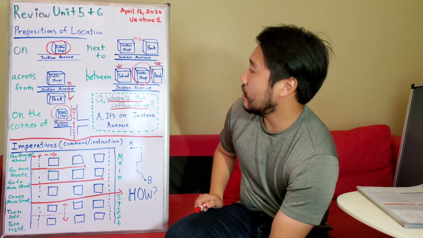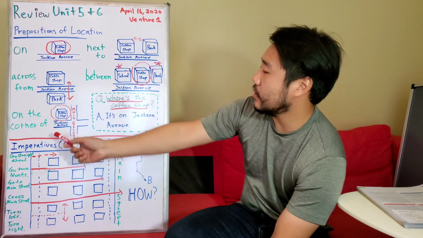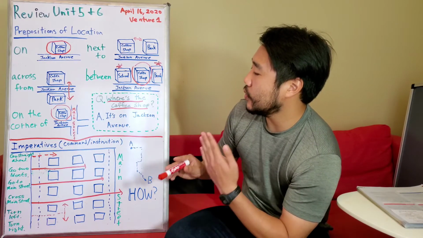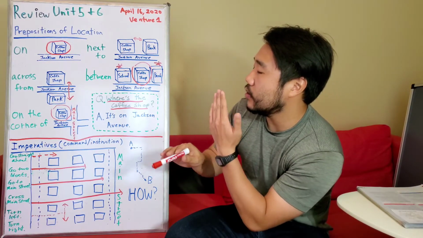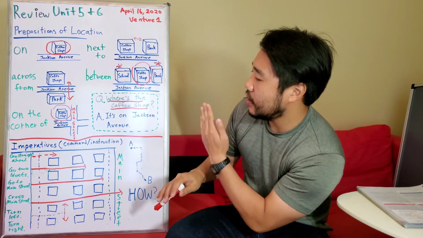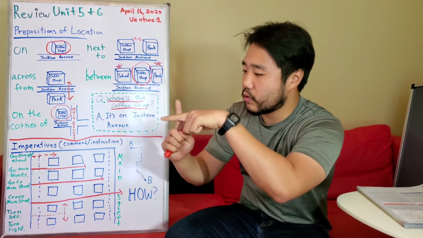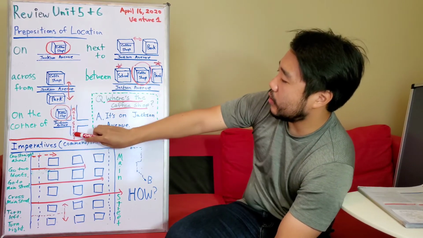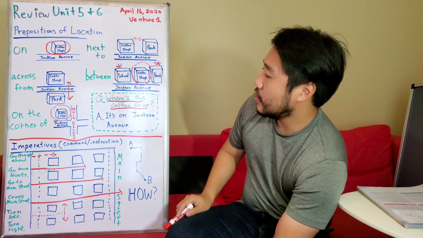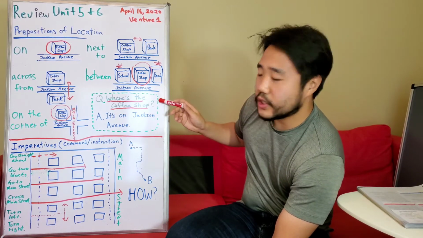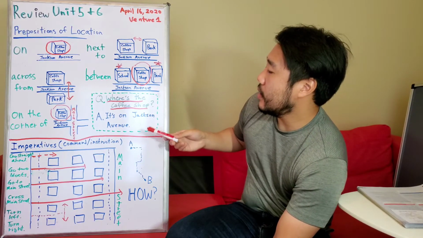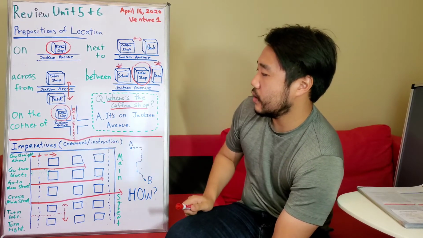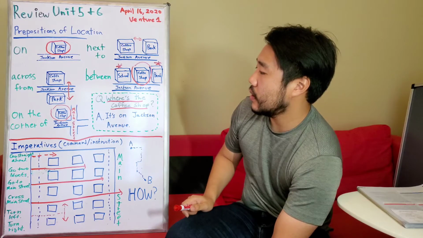And finally, on the corner of. In order to use on the corner of, you need to have an intersection. An intersection is when you have 2 roads crossing each other. So here I have Jackson Avenue, but I'm going to call this Main Street. Okay. So if I said, where's the coffee shop? I say it's on the corner of Jackson Avenue and Main Street.